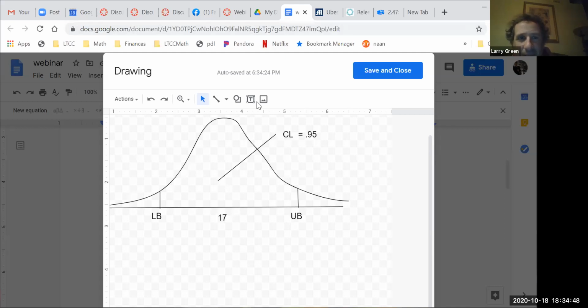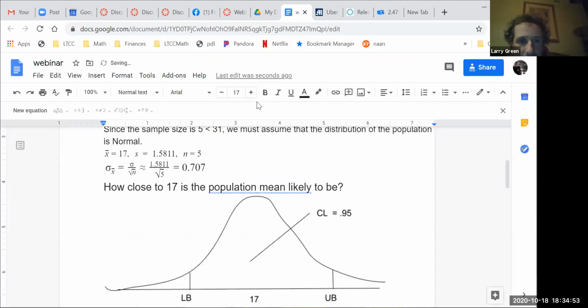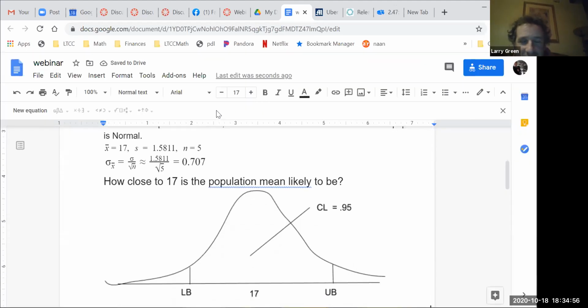And let me go back. Let's save. And the subtle issue is right here. What's the problem right there? Yeah, it's approximate. So there's more error because we don't know the population standard deviation.